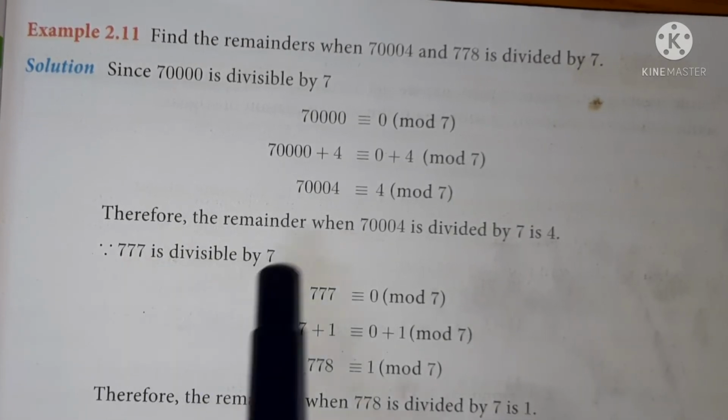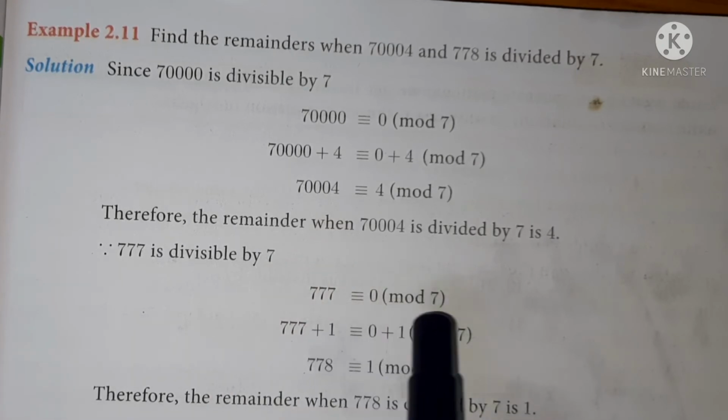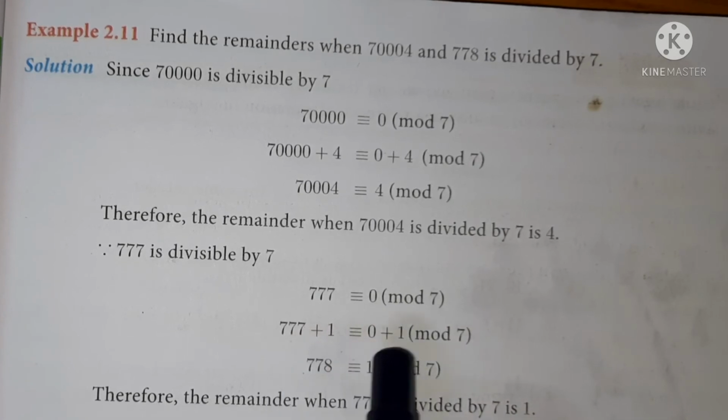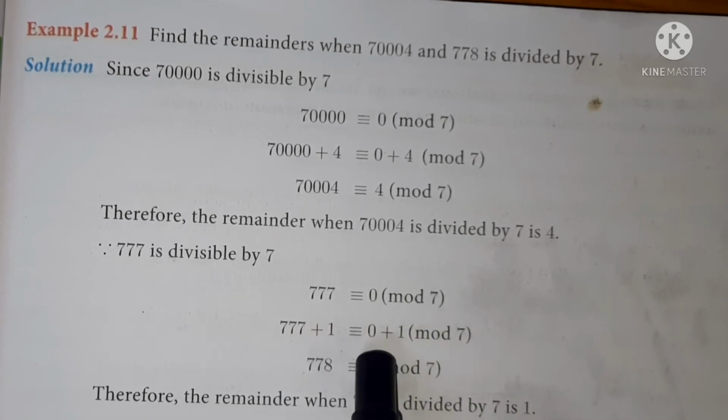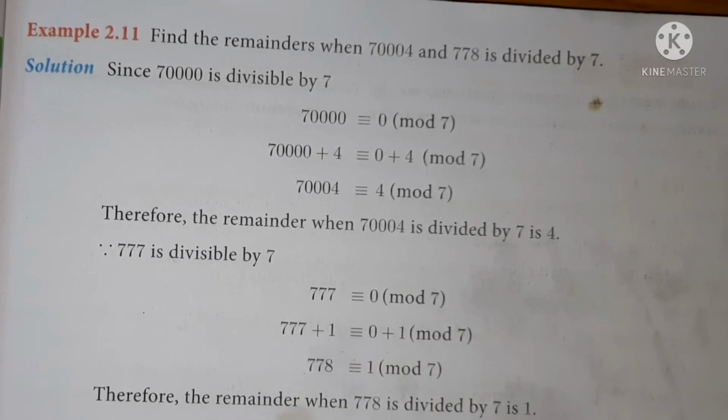777 is divisible by 7, so 777 congruent 0 mod 7. 777 plus 1 is congruent 0 plus 1 mod 7. 778, the given number, is congruent 1 mod 7. Therefore, the remainder when 778 is divided by 7 is 1.